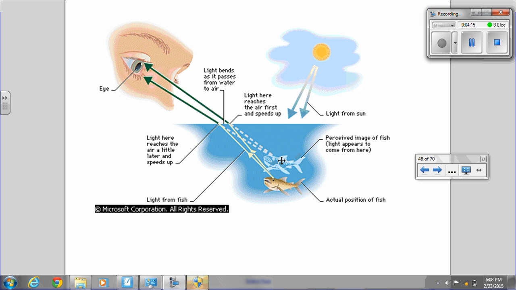Or maybe if you've ever reached your hand down into some water to get something, and you reach in one spot, but that's not where the object actually is. It's actually maybe a few inches over from where you are reaching for it. That is caused by refraction, and that is just light waves bending as they go from one medium to another.